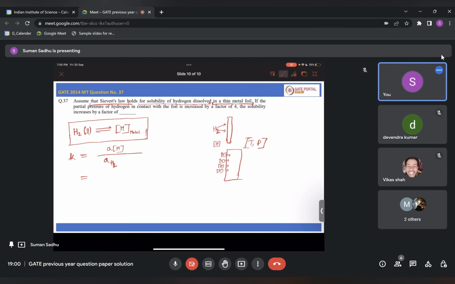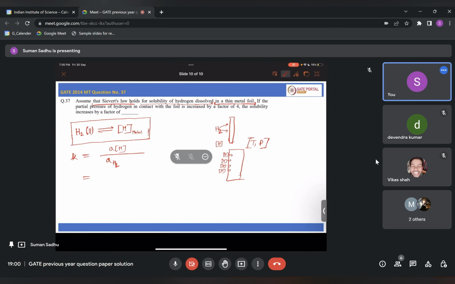Now, what is the activity of any gaseous form? It is nothing but the partial pressure of that gas, right? Activity of any gas is given by the partial pressure of that gas, and the activity of the dissolved hydrogen in the metal, let's say at a constant temperature and pressure, it will be constant, right?